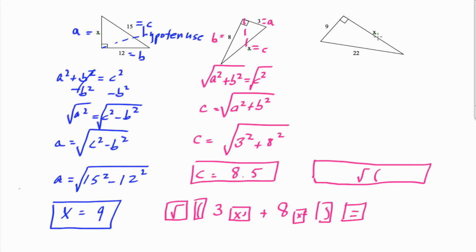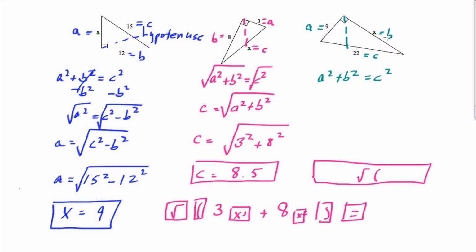My unknown side here is x. I'm going to identify my hypotenuse, which is the side opposite the right angle. It's 22, so I call that c when I use the Pythagorean theorem. And this 9 and this x I can call a and b, and it doesn't matter which is which. So let me write the Pythagorean theorem: a squared plus b squared equals c squared.